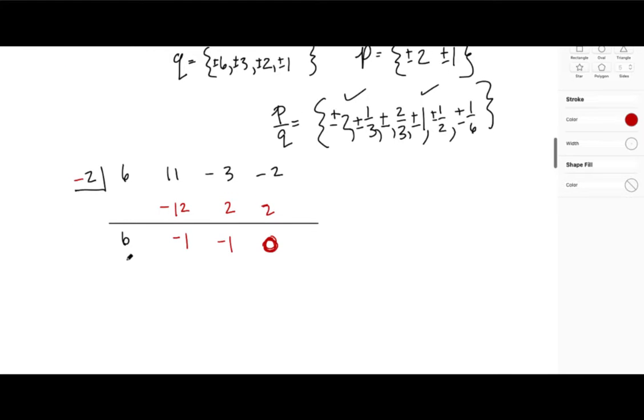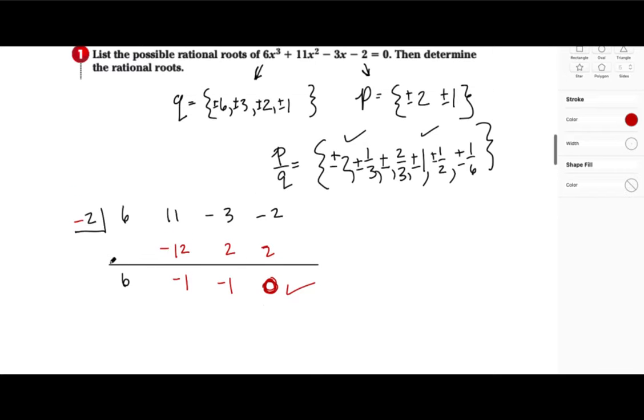Then I get this cool depressed equation. It worked out nicely because I have 0 as a remainder. So I know that x plus 2 is a factor of this particular polynomial. So now I've got the depressed equation, which is 6x squared minus 1x minus 1.